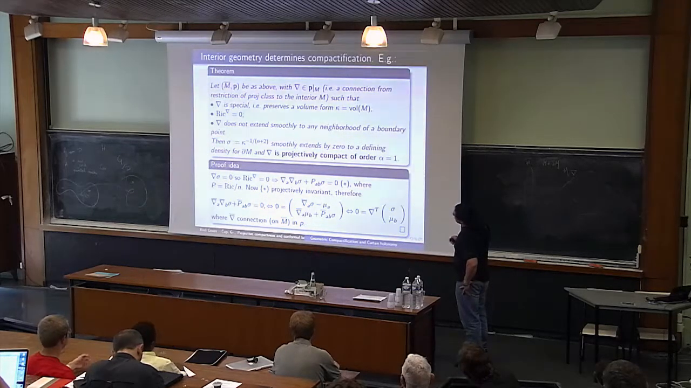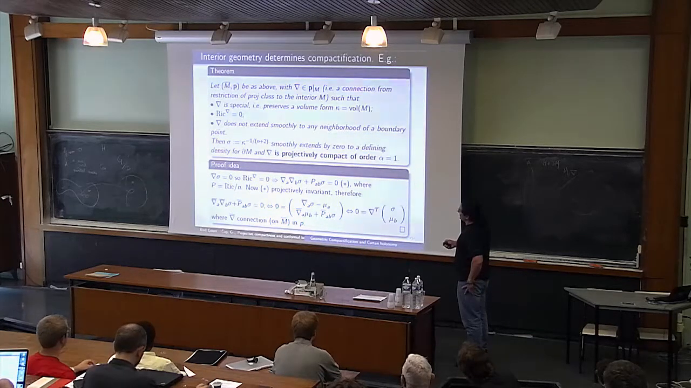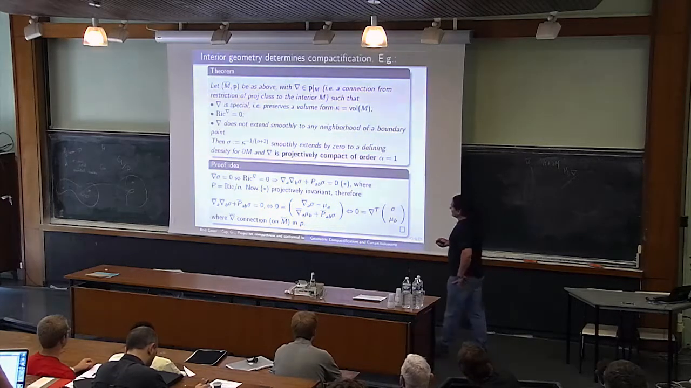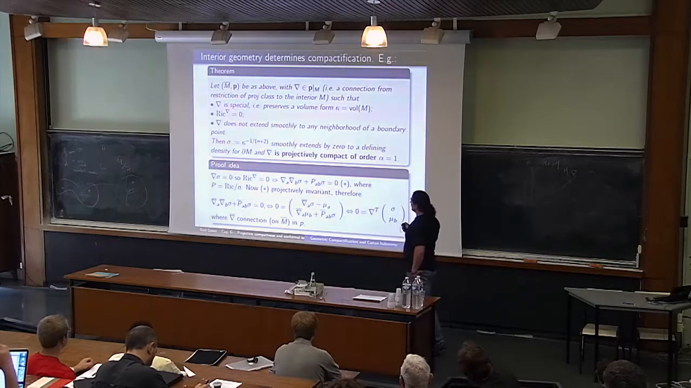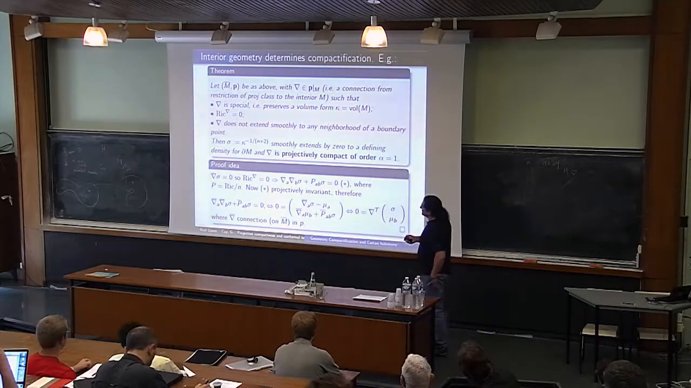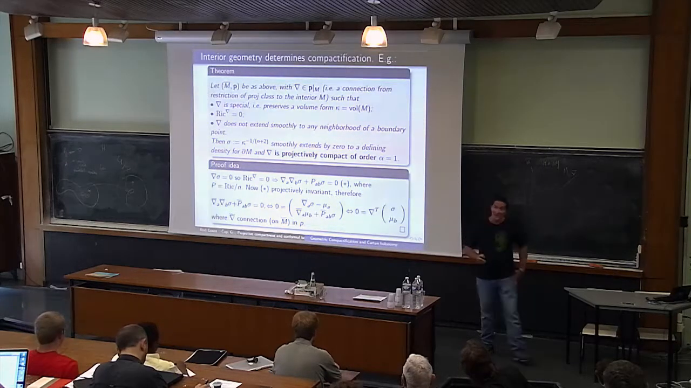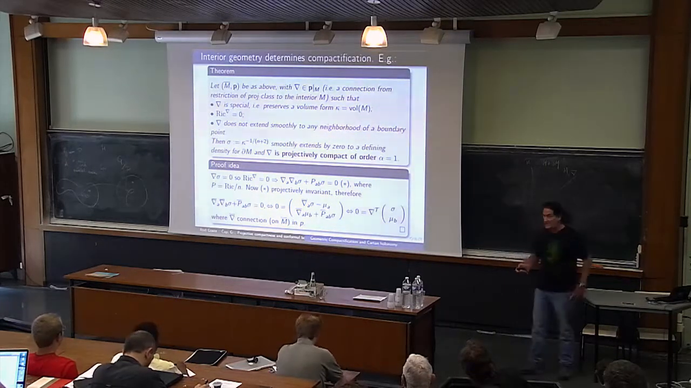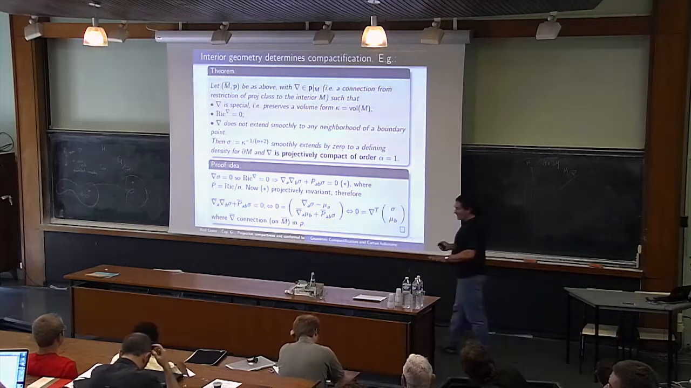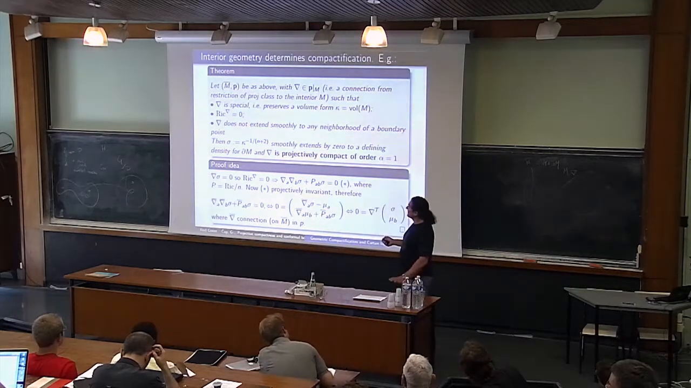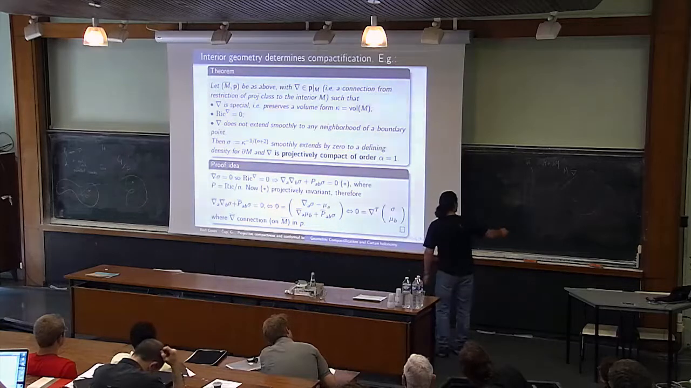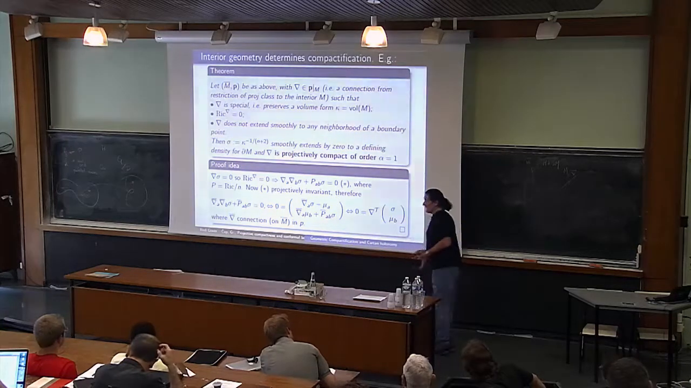So I haven't assumed this is projectively compact. That's part of the punchline. Then a certain root of the volume form extends smoothly by zero to a defining density for the boundary, and then the connection is forced to be projectively compact of order alpha equals one. So this is showing that in a fairly natural situation, this alpha equals one projective compactness is forced. So if you just have this affine connection on the interior that's Ricci flat, basically.